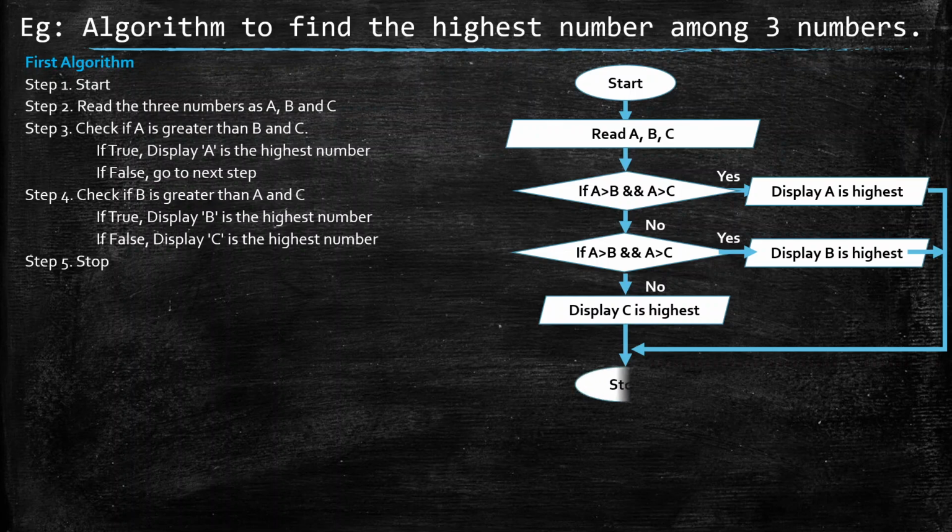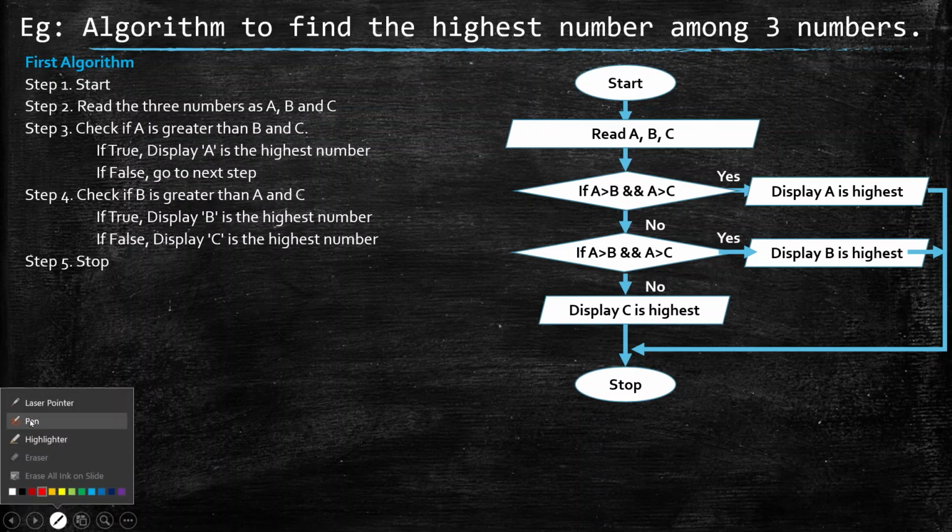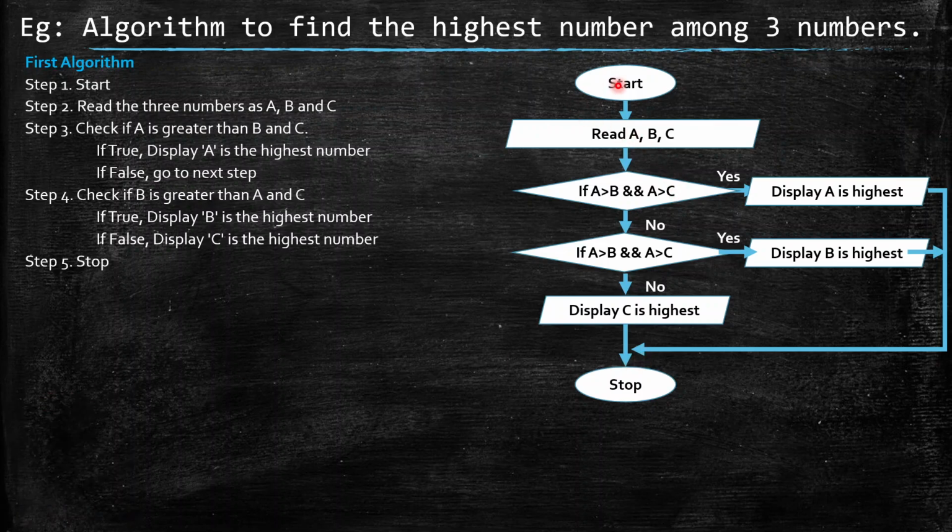In this way we can find it. So see here, you can find in short: start and end with an oval shape, and then the input output box, which is also known as the parallelogram box, for displaying and taking input. And here are the flow lines, the arrows. You must use these flow lines, that is essential.